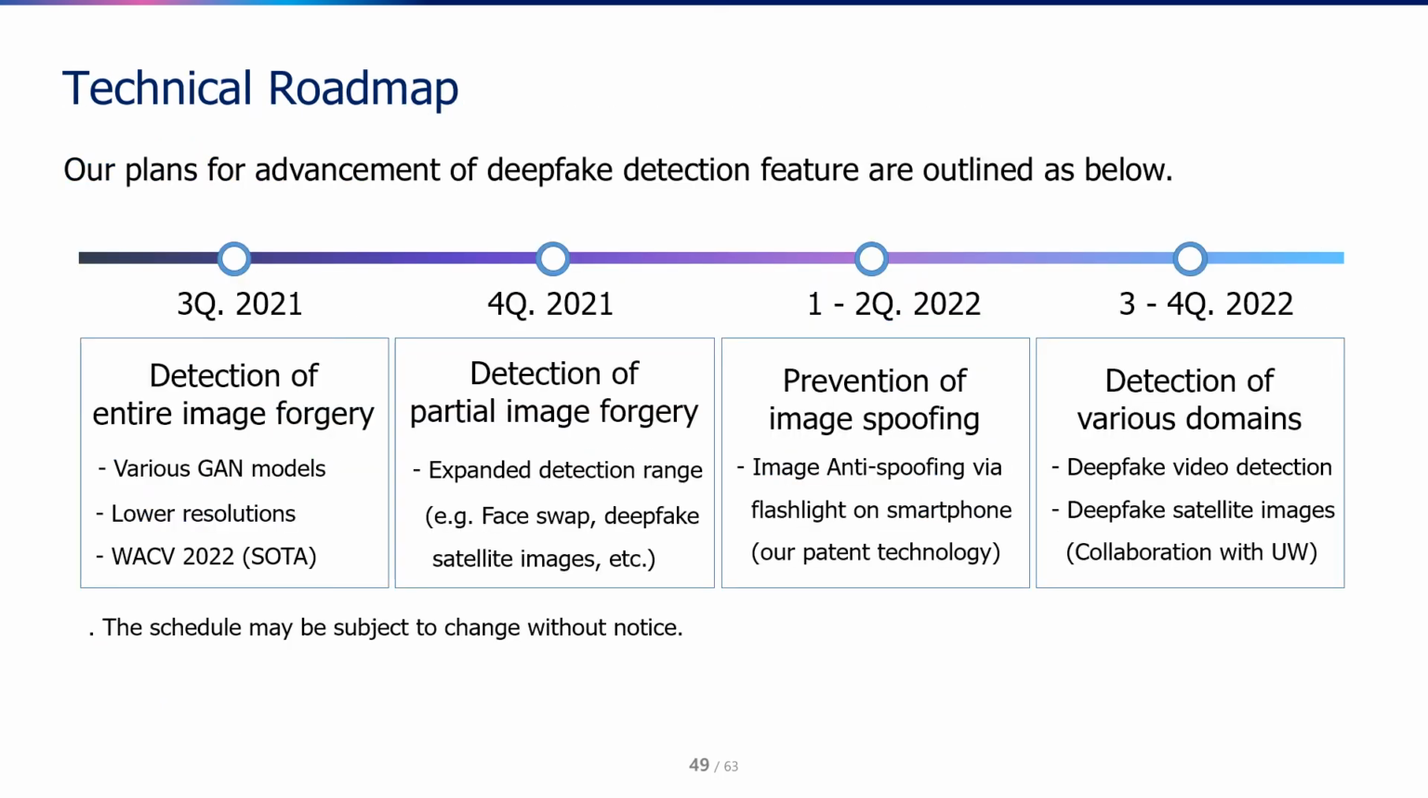Here is our technical roadmap. As mentioned earlier, we have worked on the entire image forgery until the third quarter of this year, and now we're focusing on the detection of partial image forgery, such as face swap. Next year, we plan to work on the prevention of image spoofing on smartphones, such as utilizing the flashlight, which is our patent technology, and also expand the detection range to include deepfake videos and even deepfake satellite images by possibly collaborating with the University of Washington in the United States.